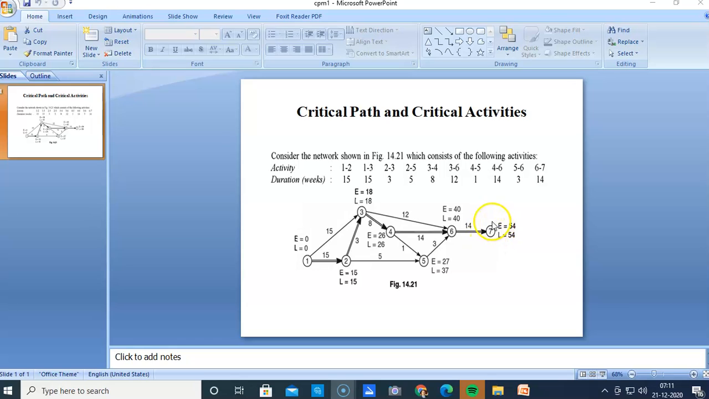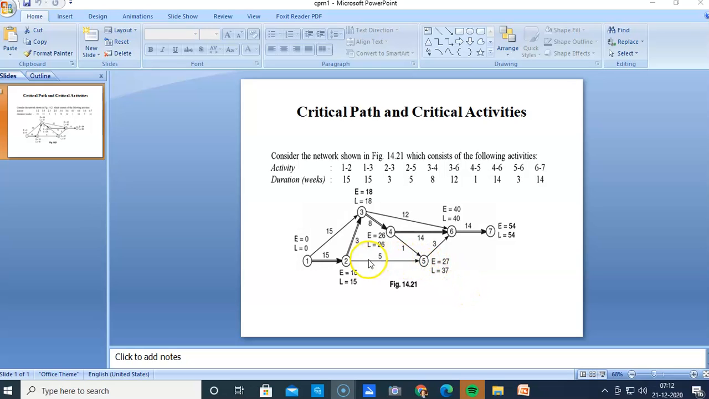nodes inside the circles like this, and what we do, we put the activity durations along the arrows, which tell us we are going from node 1 to node 3, 3 to 6, 6 to 7, like this. So we have now put these durations along all these arrows. You can see 6 to 7, it is 14, say randomly 3 to 6, it is 12, and 2 to 5, it is 5. So these are put like this.